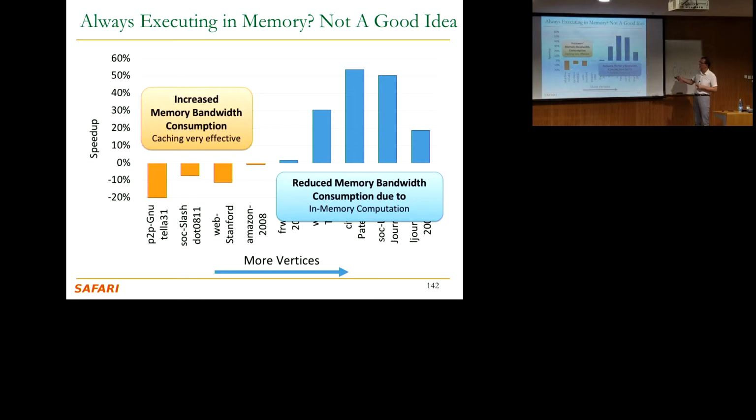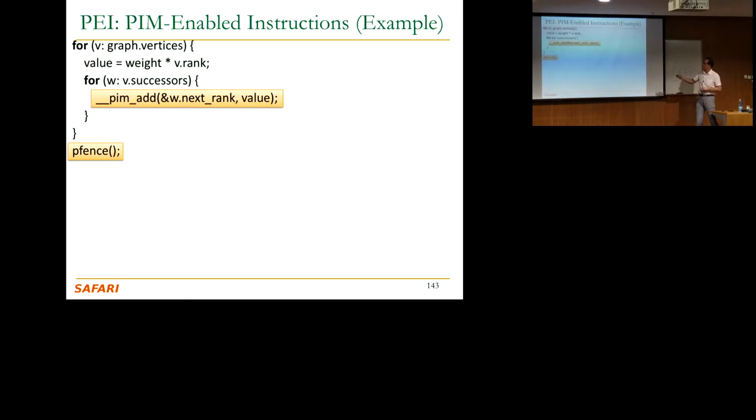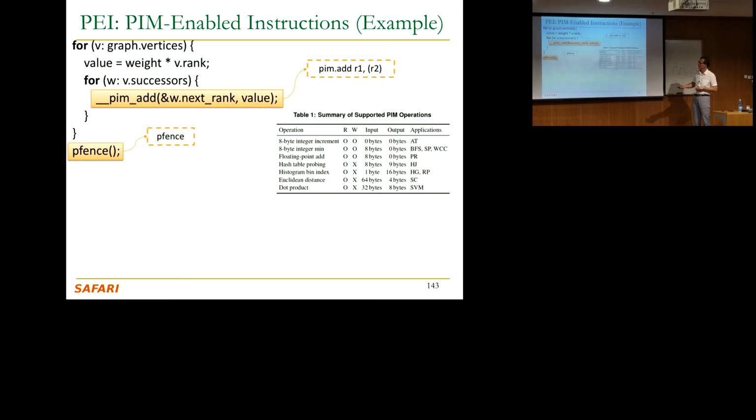But here, you increase the memory bandwidth consumption because caching is very effective for these relatively smaller graphs. OK, so the idea of PIM-enabled instruction is very simple. And we add this fence over here so that it ensures that all of the previous instructions that are sent to memory are complete before you move on. So what are these instructions?